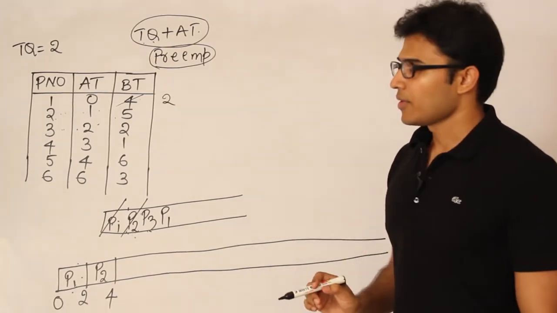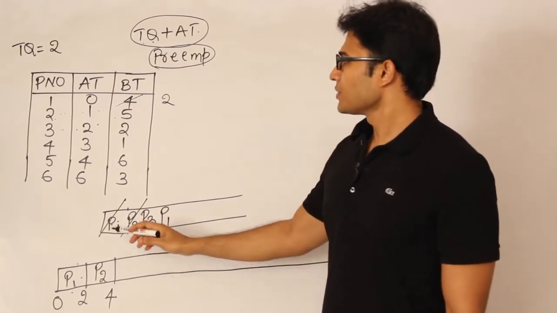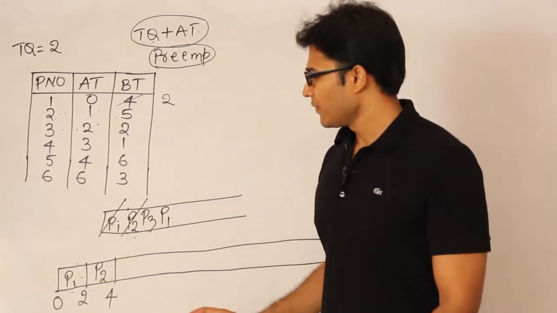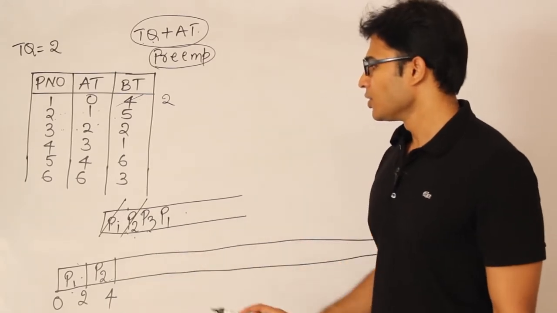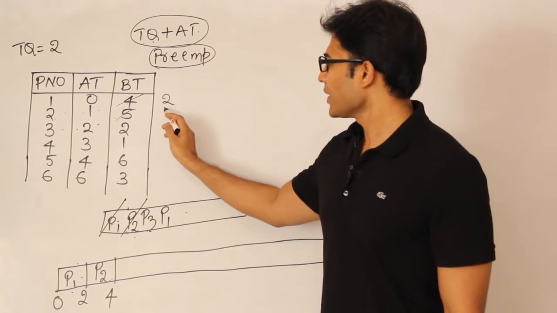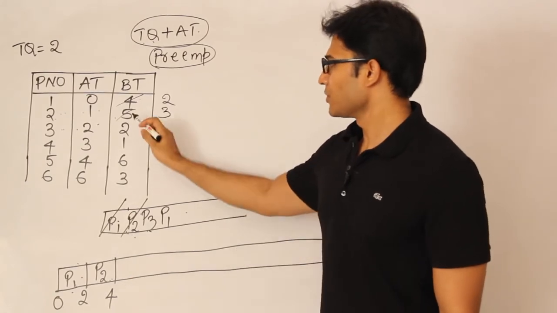Got it? Okay. And now what about process P2? P2 has finished its execution for the time quantum, therefore it should go and stand in the queue, but then you should first add the new arrivals. 2 units are over, that is why it is 3.